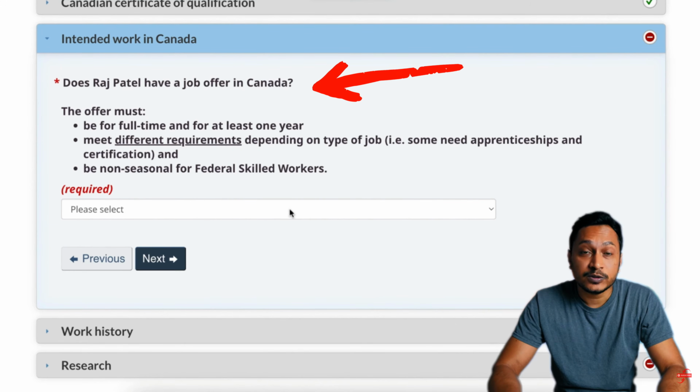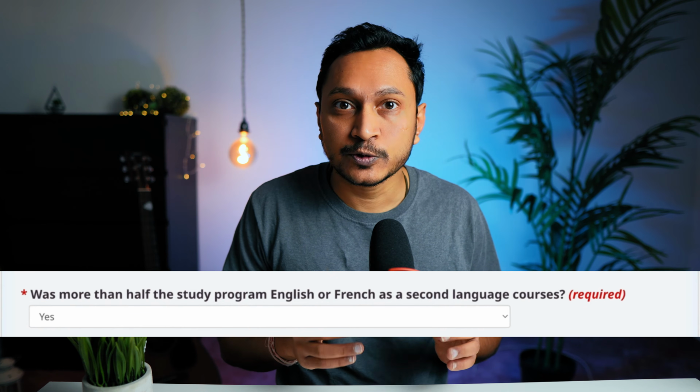The other most common mistake people make is related to the valid job offer. Only the LMIA based job offers are considered as a valid job offer. That term is only used for LMIA offers. Any other jobs are not considered for it, so please make sure while filling out the profile, unless you are exempted from LMIA.